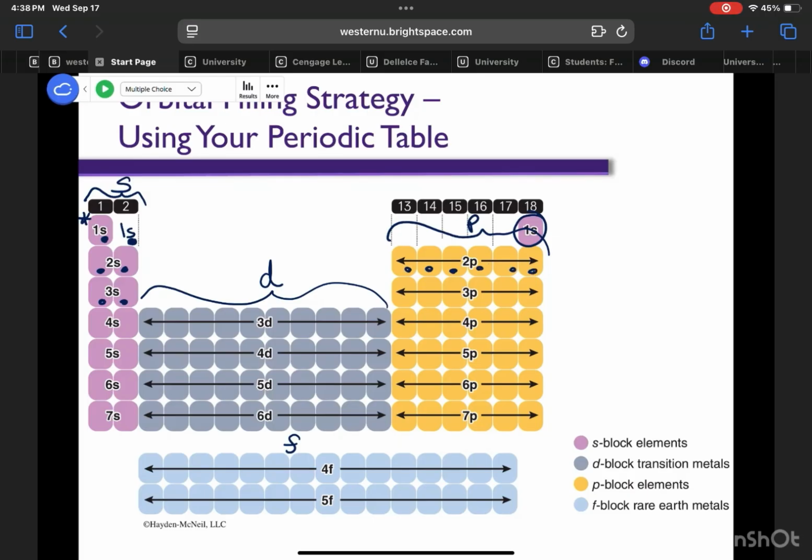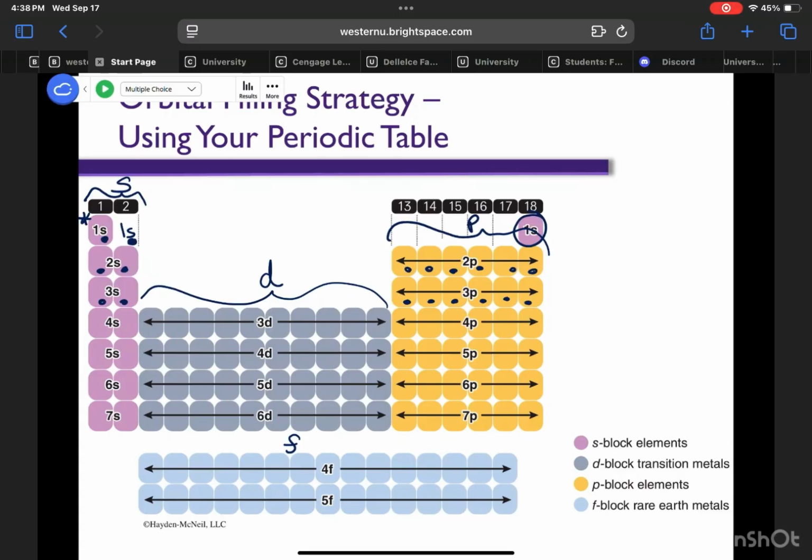Great. Want to guess how many can fit in the 3p set of orbitals? Show me with your fingers. 6, there we go. All the way down the P block, there's Px, Py, Pz. Basically take the number of columns divided by 2, and that tells you how many p orbitals there are.